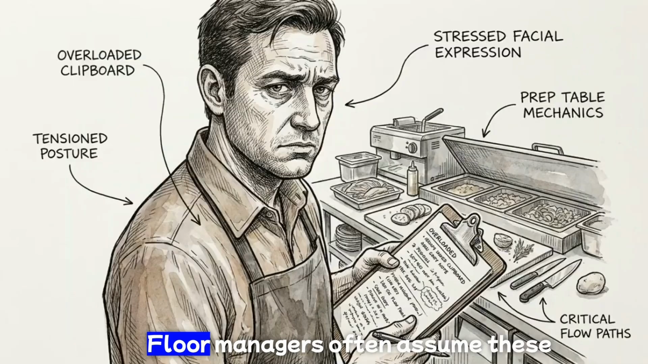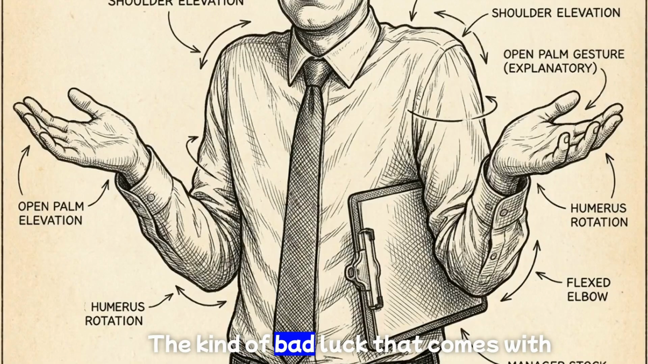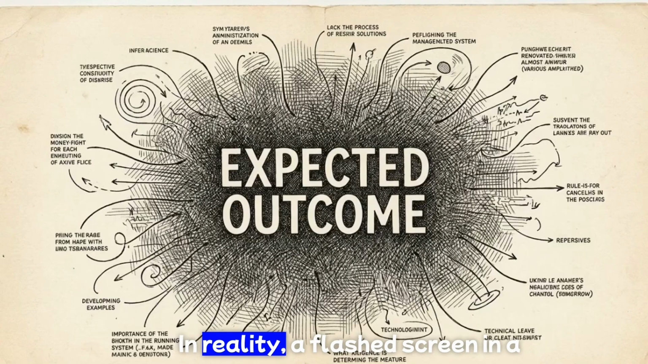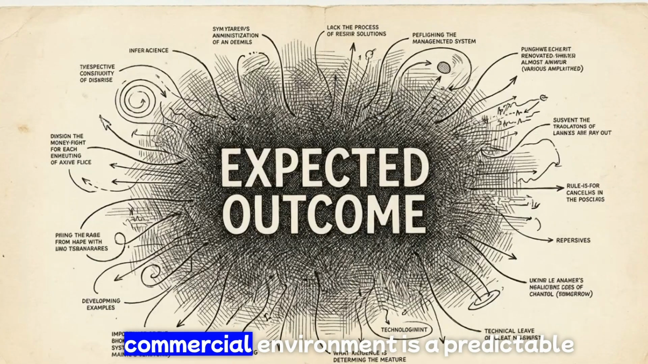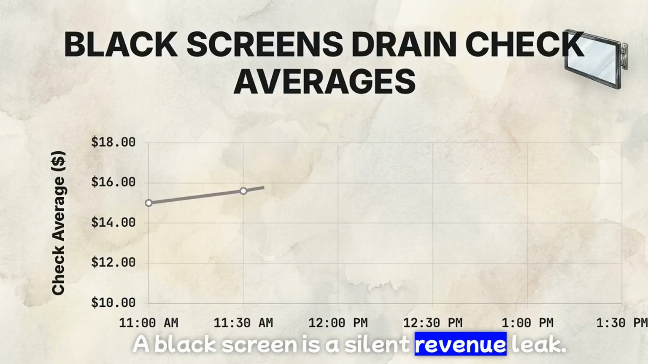to fix it. Floor managers often assume these blackouts are random glitches, the kind of bad luck that comes with running high-tech equipment in a busy kitchen. In reality, a crashed screen in a commercial environment is a predictable event. A black screen is a silent revenue leak.